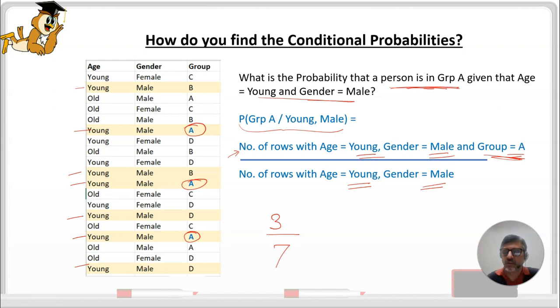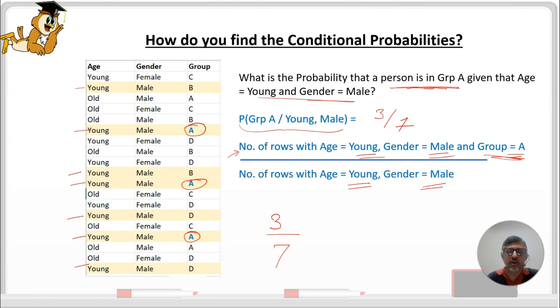We just agreed in slide 1 that the probability was going to be the ratio of the number of ways in which an event can occur. So the probability of group A given young and male is going to be 3 upon 7, right? Okay. So this is 3 upon 7.